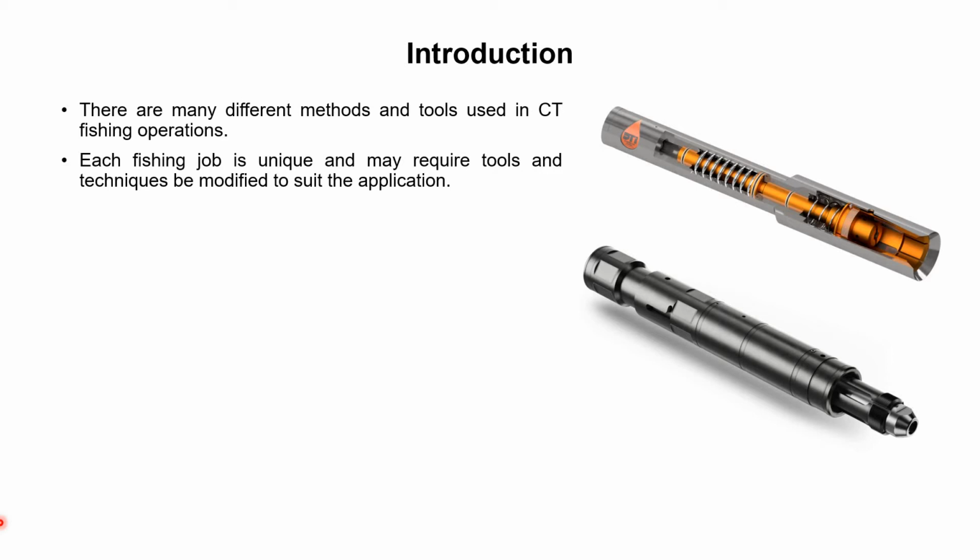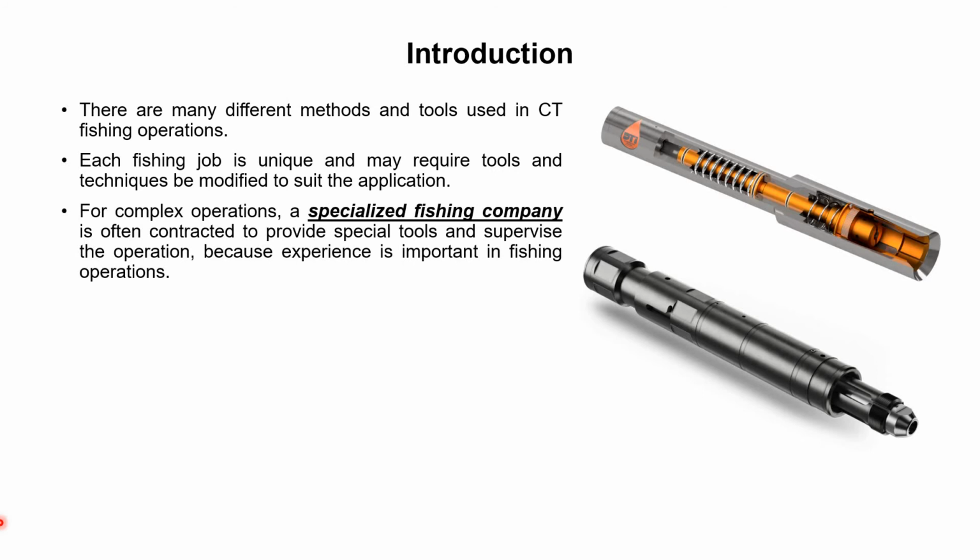So while designing any coil tubing fishing job, we have to modify the requirements. We have to take into account the required conditions, required challenges, and then perform the job accordingly. For complex operations, a specialized fishing company is often contracted to provide special tools and supervise the operation because experience is most important in fishing operations.